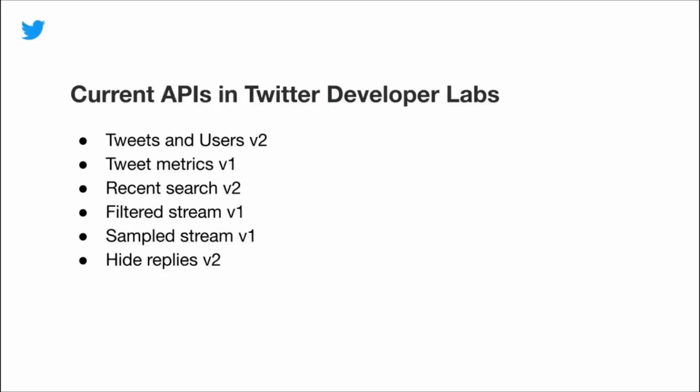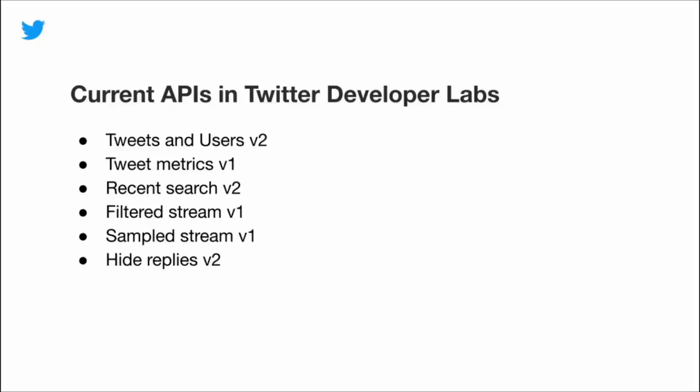So what are the APIs that are currently available in Twitter Developer Labs? We have a new version of the tweets and users endpoint, so you can get a tweet by an ID or a user by an ID. And we have tweet metrics, an API that provides engagement metrics for tweets from owned and authorized accounts. We also have recent search, which is the next generation of our search endpoints that provides developers API access to search public tweets posted in the last 7 days.